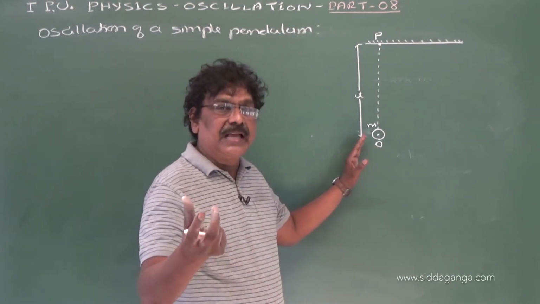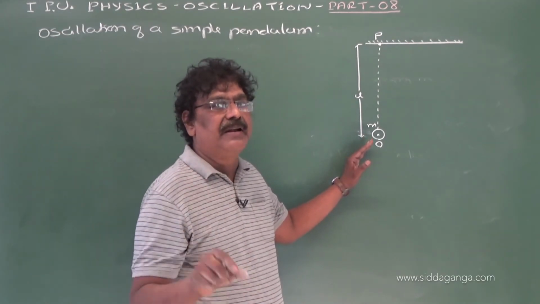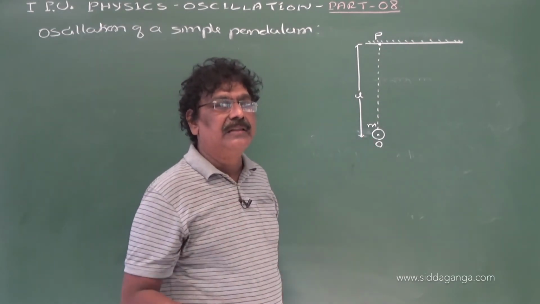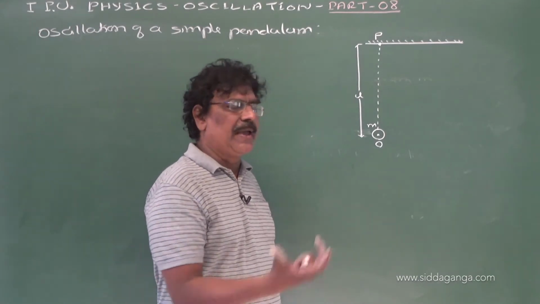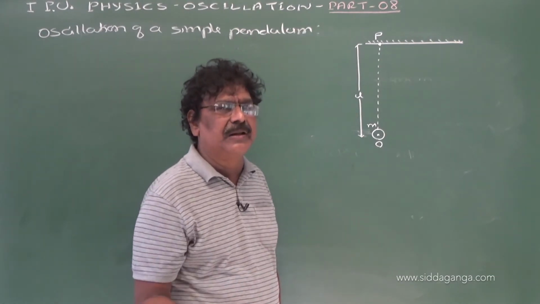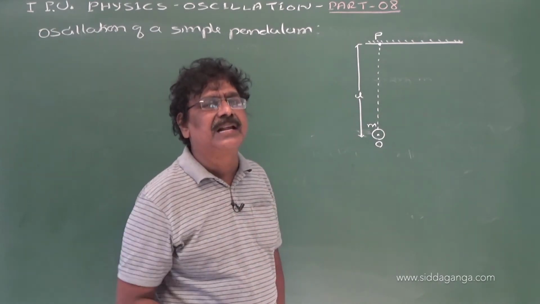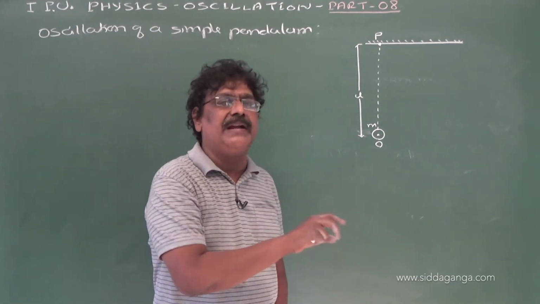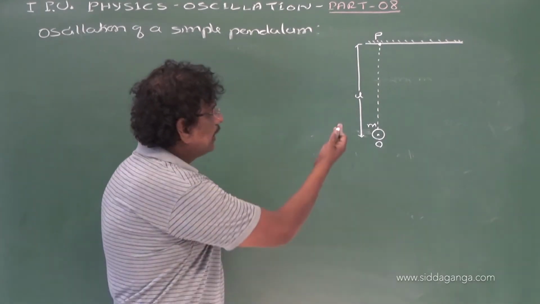Why are we taking a spherical bob? Because it is easy to locate the center of gravity and accurately measure the length of the simple pendulum. If it is an irregular body, it acts as a simple pendulum with a certain period of oscillation, but it is somewhat complicated to locate that center of gravity so that we cannot find the exact length of the pendulum, right?